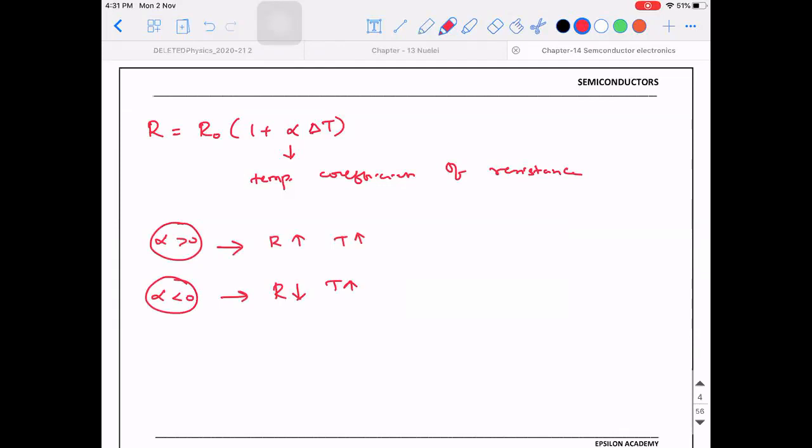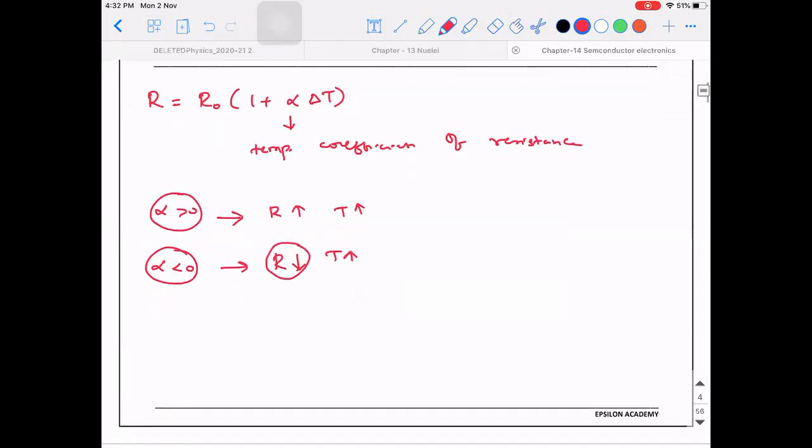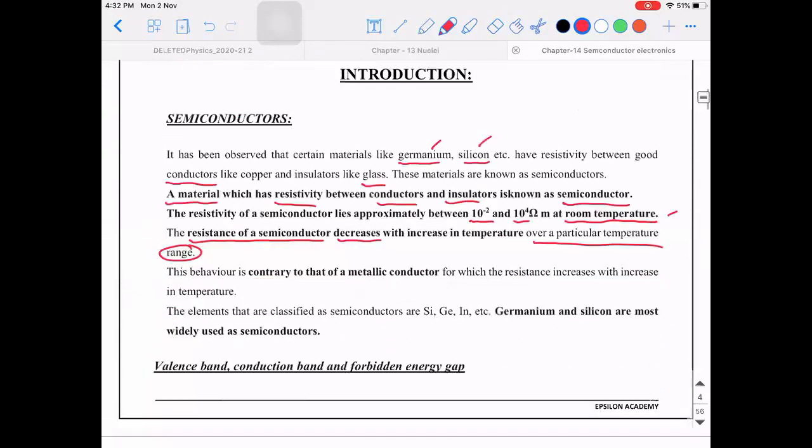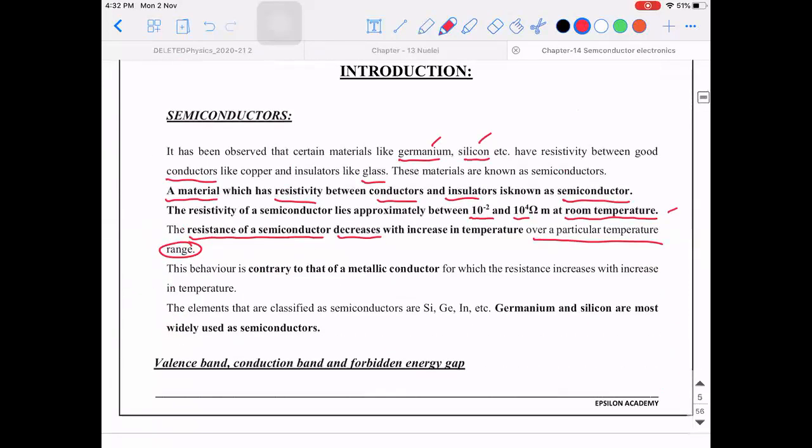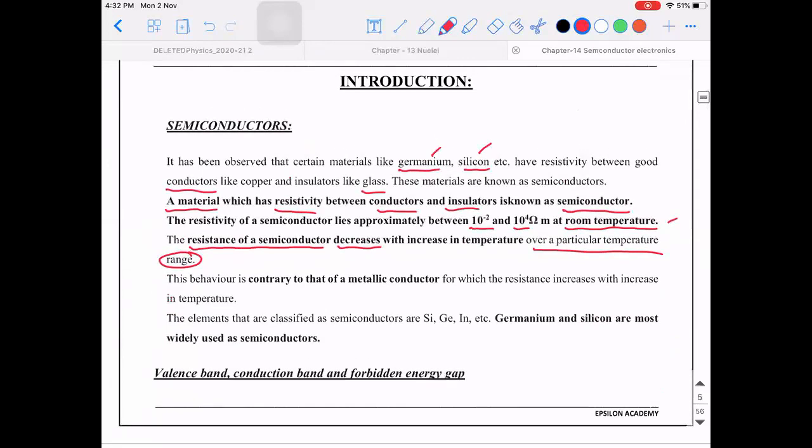That is, if you try to increase the temperature of a semiconductor device, it is observed that its resistance is going to decrease. So one important parameter with respect to temperature coefficient of resistance is, for a semiconductor, there is a negative temperature coefficient. This behavior is contrary to that of the metallic conductor, for which the resistance increases with increase in temperature. The elements which are classified as semiconductors are silicon, germanium. Generally, germanium and silicon are the most widely used semiconductors.